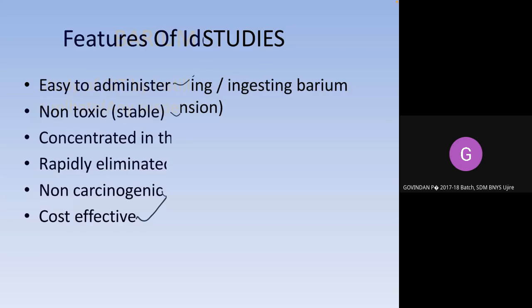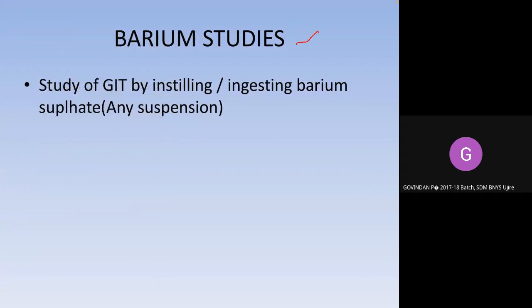Coming to the first type of contrast studies, we will study about barium. Barium is a contrast material which is used for studying GIT. I had asked Ganesh to tell you to read the basics of GIT so that you can know where which part is there and how it will look on a contrast X-ray.